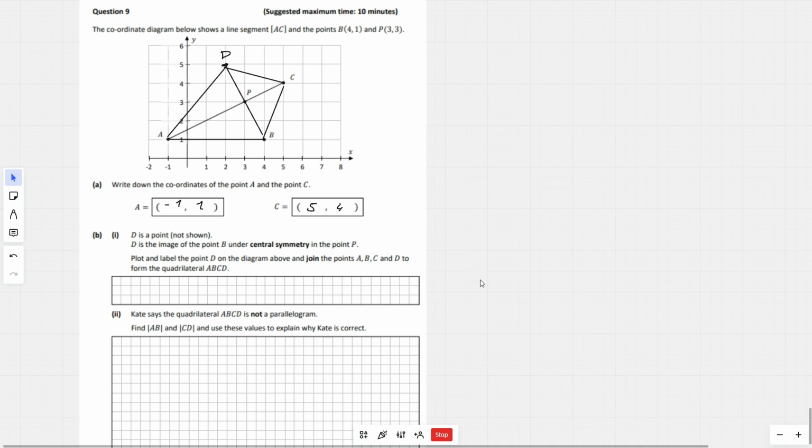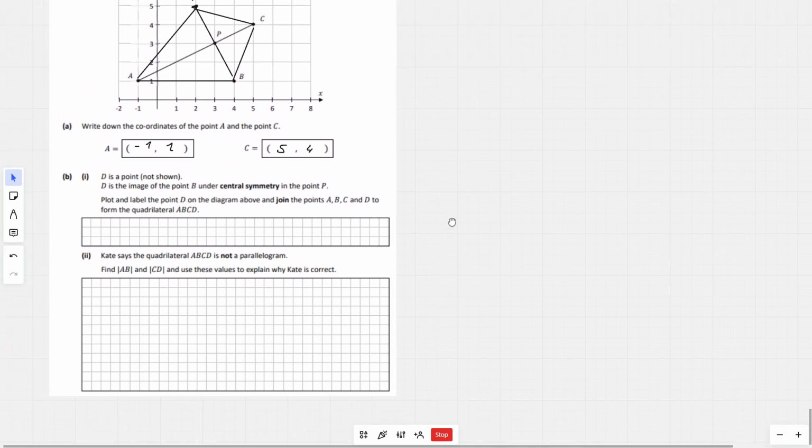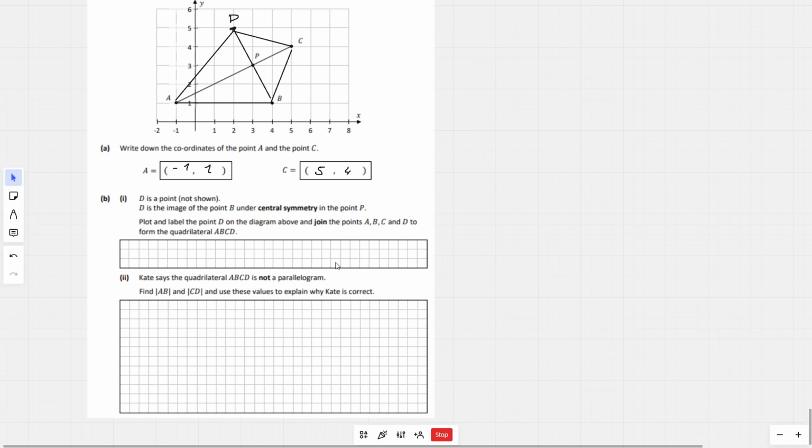Okay, then for 2, Kate says the quadrilateral ABCD is not a parallelogram. Find the length of AB and CD and use these values to explain why Kate is correct. First of all, let's talk about the theory. We know that in a parallelogram, the opposite sides will always have to be equal. So if we find AB and CD and they won't be equal, that means that it will not be a parallelogram. So let's just do it on the right here.